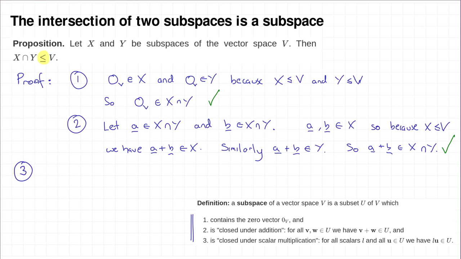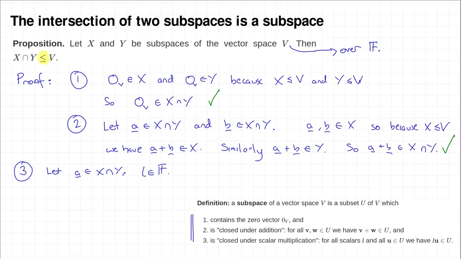Finally, we have to show that X intersect Y is closed under scalar multiplication. So let's pick a vector A in X intersect Y. And we also have to pick a scalar. So let's say V was a vector space over the field which we'll call F. So that means the scalars you're allowed to multiply by come from this field F, whatever it is, real numbers, complex numbers, whatever. Okay, so A is going to be a vector in X intersect Y, and we'll take a number, let's say L in F.